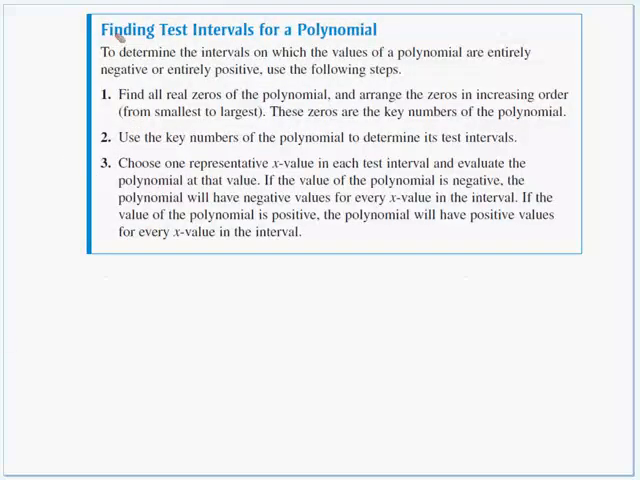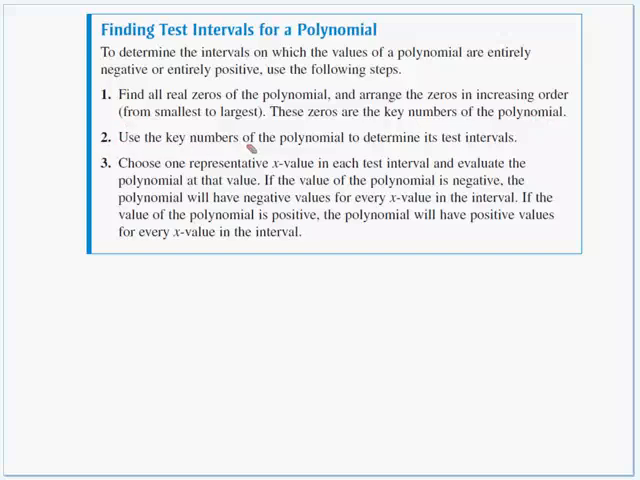So here are some steps for finding test intervals for a polynomial. To determine the intervals on which the values of a polynomial are entirely negative or entirely positive, use these steps. First, find all the zeros of the polynomial. Arrange the zeros in increasing order, from smallest to largest. These zeros are the key numbers of the polynomial.